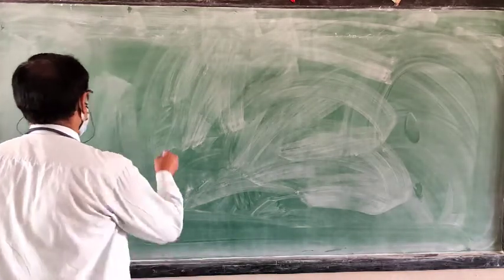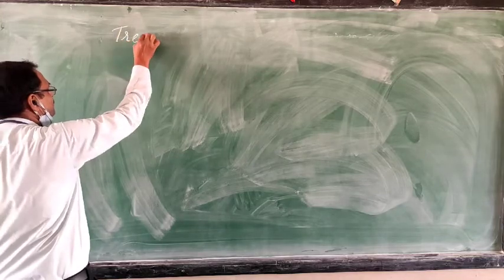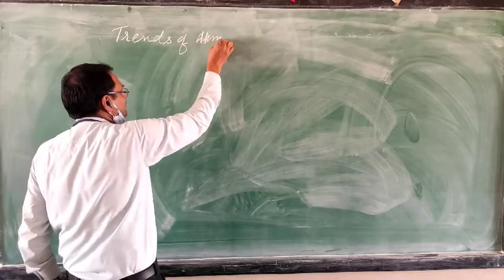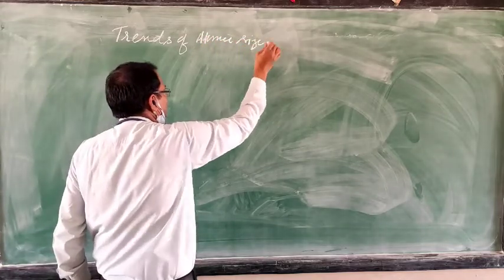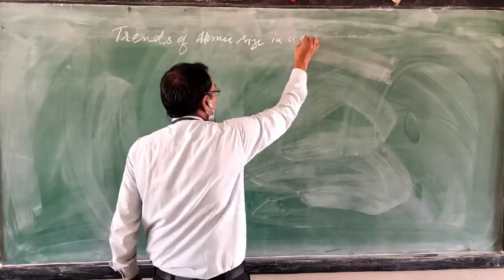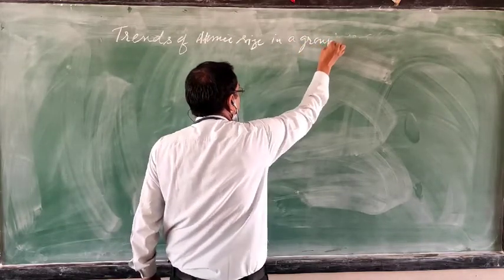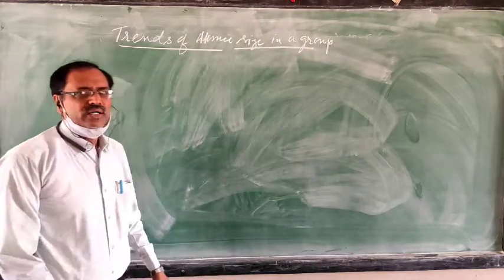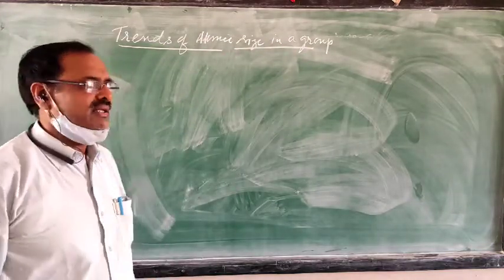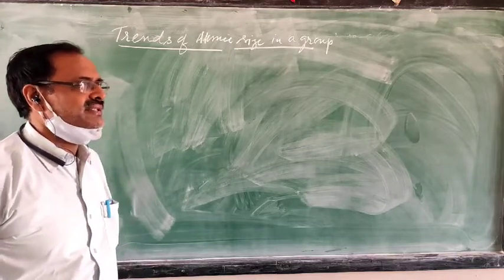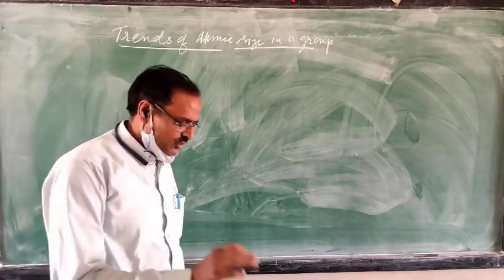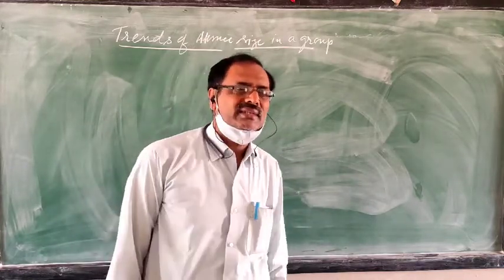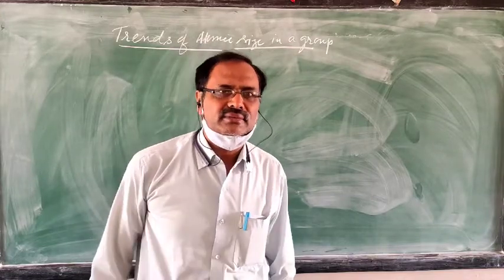Trends of atomic size in a group. The meaning is that when we move in a group from top to bottom, what happens to the atomic size? Whether the atomic size increases, decreases or remains the same. As we have studied, there are two factors which affect the atomic size: the number of electron shells and nuclear charge.